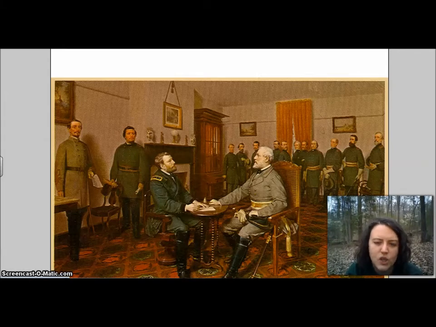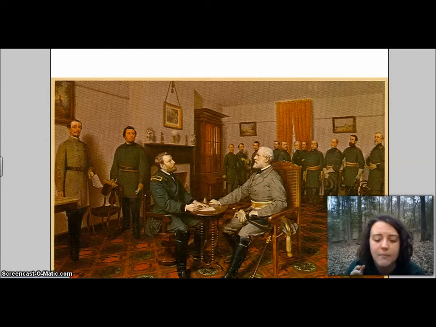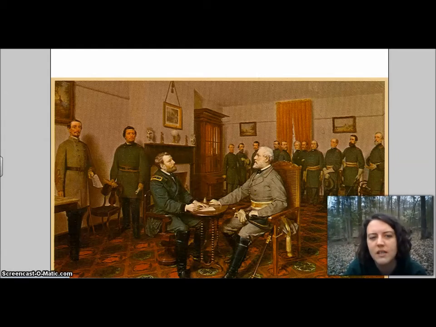The terms of surrender for this situation were that all of the Confederate troops had to give up their weapons, and they were paroled and told to go home, which is very lenient. There was a battle that happened before this.